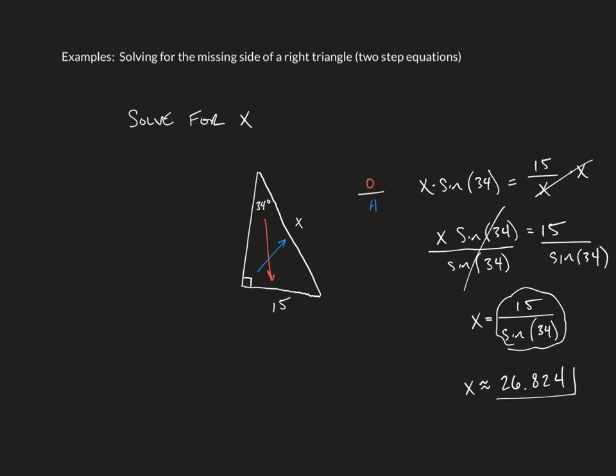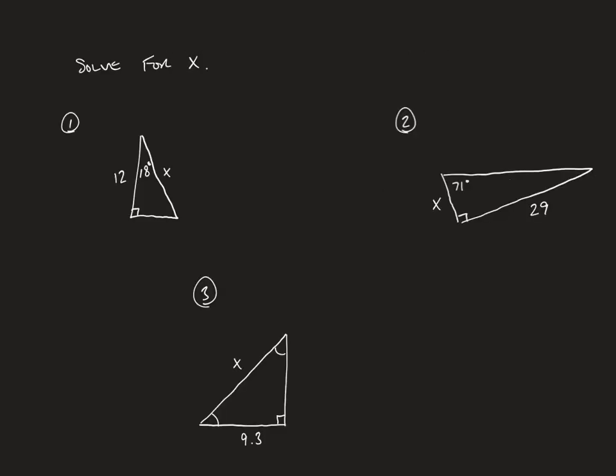Let's do some more examples involving these two-step equations. So you should pause the video now and try to solve these. I'm going to assume you've already done that, and we'll walk through the solution. They're all right triangles, so we know we can use sine, cosine, and tangent.